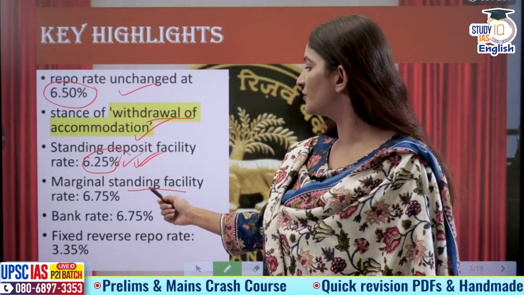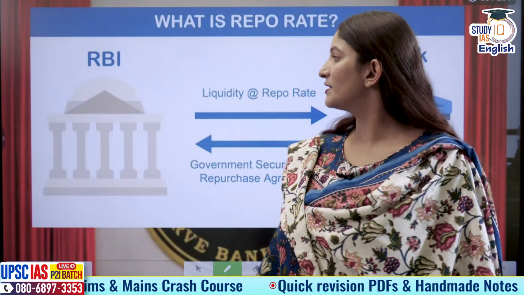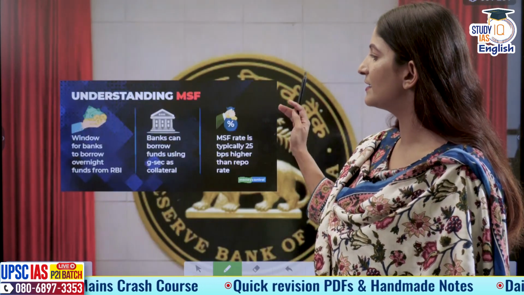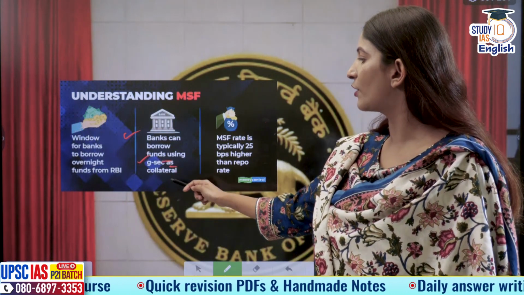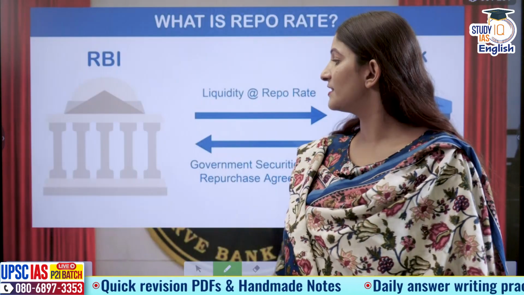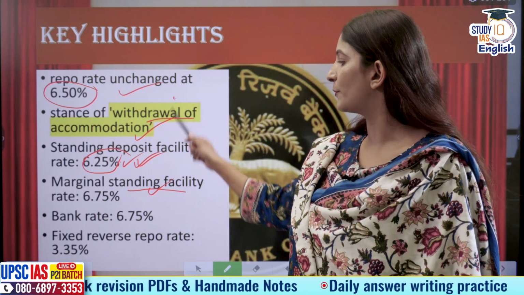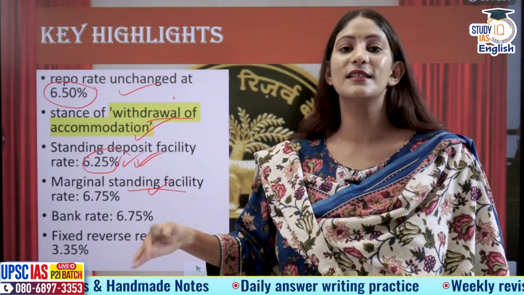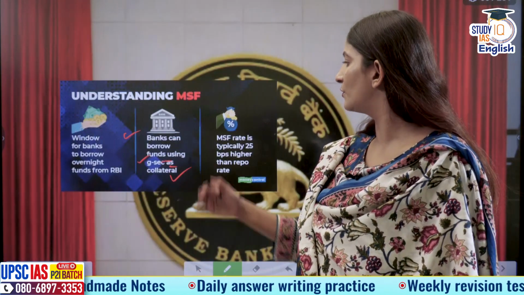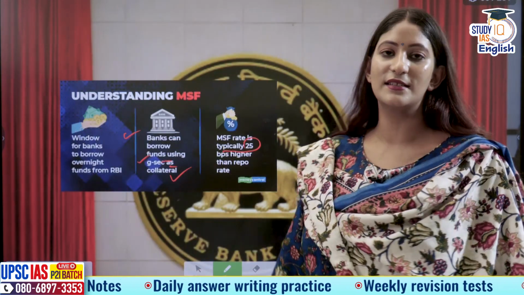Then we have the marginal standing facility rate. What is marginal standing facility rate? It is through which banks can borrow funds using government securities as collateral. But it is generally higher than the repo rate. Why? It is higher than the repo rate because this is an overnight facility, used when the banks are undergoing acute fund shortage.